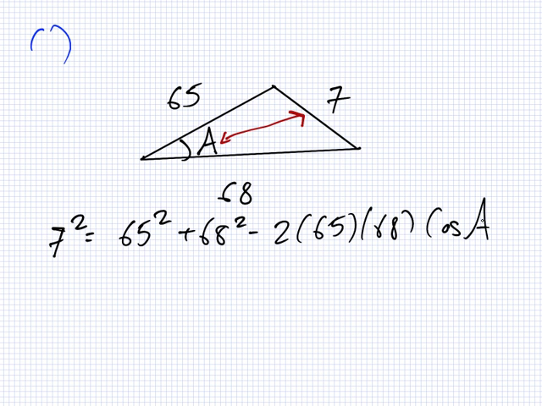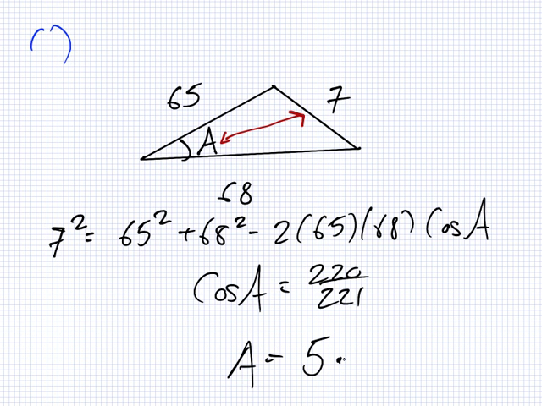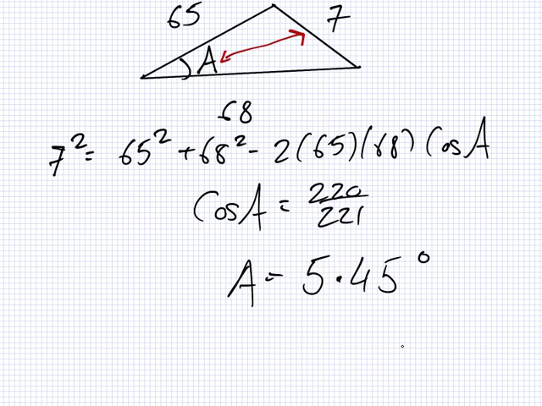7 squared minus 65 squared minus 68 squared, divided by minus 2 times 65 times 68. So I get cos A equals 220 over 221. 5.45. 5.45, yeah. Is that okay? Yes. Continue? Yes. Okay.